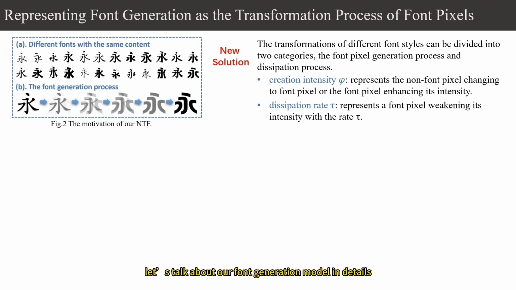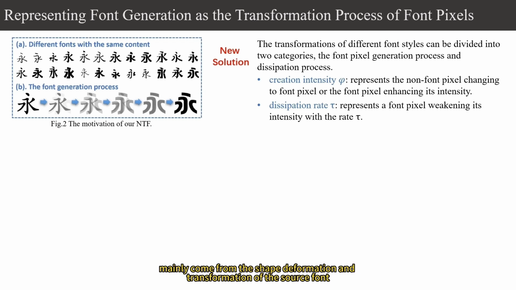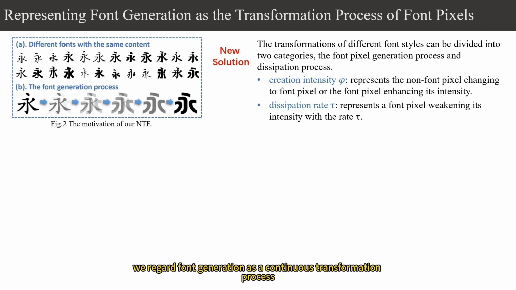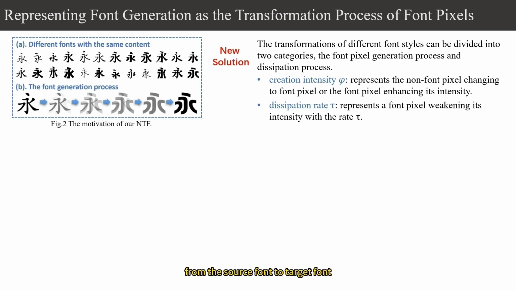Now, let's talk about our font generation model in details. As shown in Figure 2, the differences of font styles mainly come from the shape deformation and transformation of the source font, such as the thickness of strokes and the writing pattern of glyphs. Based on this observation, we regard font generation as a continuous transformation process from the source font to target font by the creation and dissipation of font pixels.